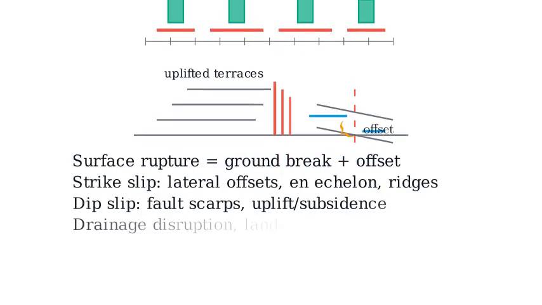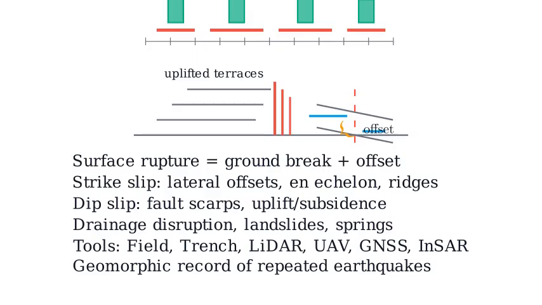To summarize, surface rupture offsets the ground along the fault trace, with strike-slip lateral offsets and dip-slip scarps. It disrupts drainage, triggers slope failures, and alters elevation. We document ruptures with field mapping and trenching, and we quantify change with LiDAR, UAV, GNSS, and InSAR. Together, these observations link sudden earthquakes to the long-term shaping of landscapes.